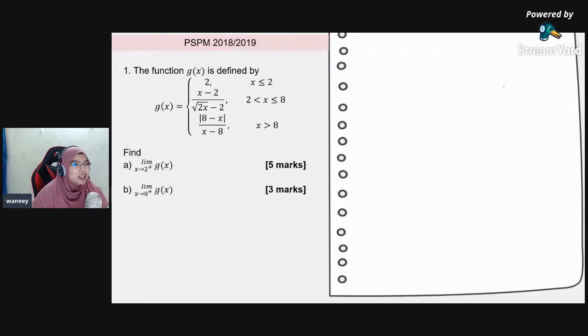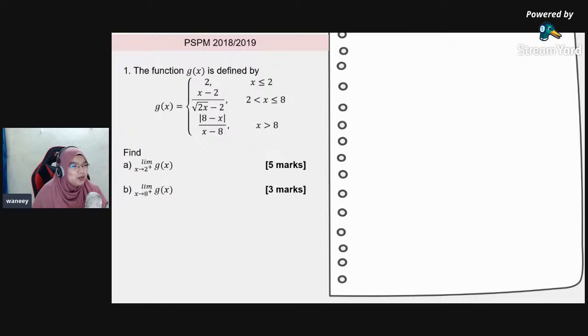Next. Okay, so now the function gx is defined by, so we got 2 for x less than or equal to 2. X minus 2 over the square root of 2x minus 2 for x in between 2 and 8. The modulus of x minus 8 minus x over x minus 8 for x greater than 8.